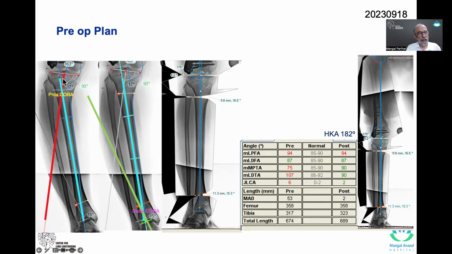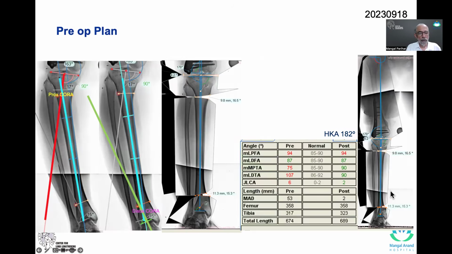This is around 90 degrees, this red line. Distally, the green line is again at 90 degrees to the ankle. And the blue line is the midline of the shaft or the mid diaphyseal line. Now, you get one proximal CORA and another distal CORA. And if the osteotomy is done at both of those levels, the axis is appropriately corrected. And as you can see in the full length X-ray, the leg becomes absolutely straight.